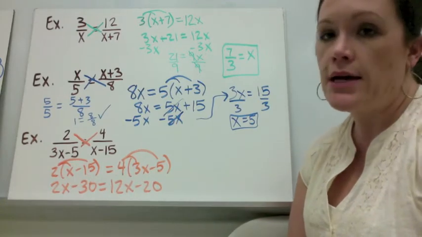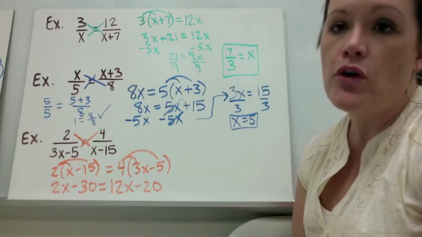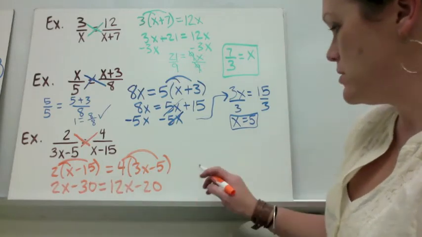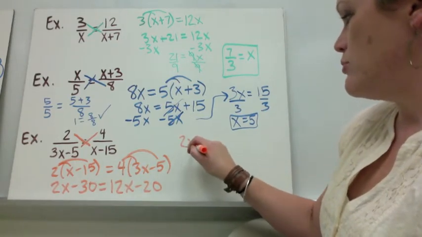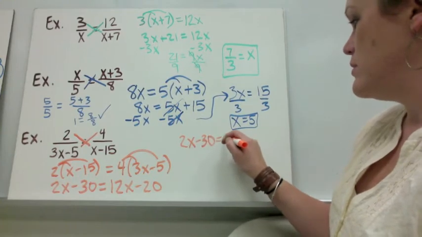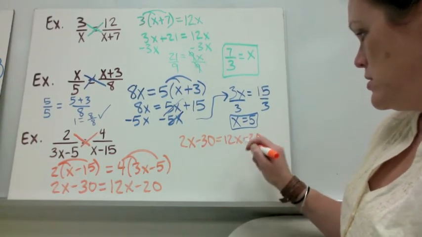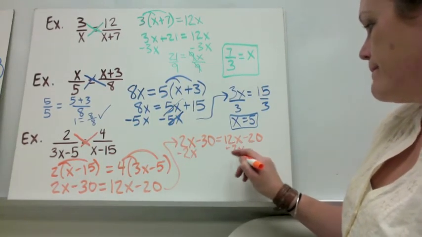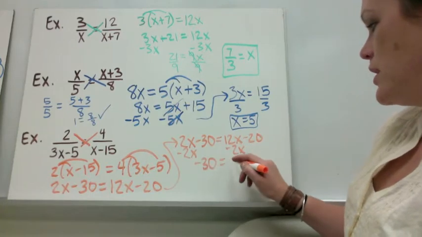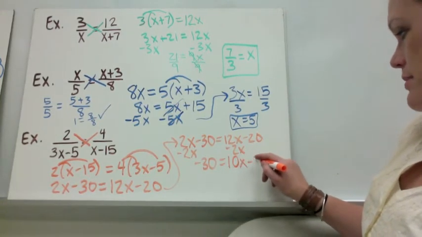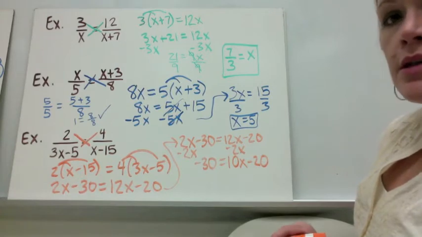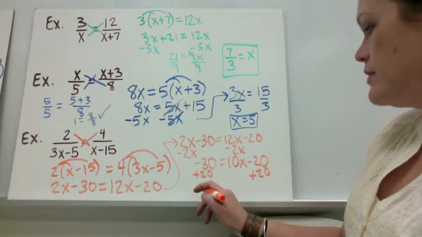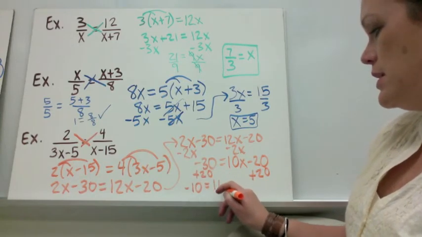So I need to combine the x's on one side. So like I say, move the smallest term with your variable, so that way you keep things positive. So if I subtract the 2x, I'm going to bring my work over here since I've run out of board space over there. So continuing my problem over here, let's subtract 2x. So we get negative 30, don't forget your negative sign, is equal to 10x minus 20. And then we need to put the numbers on one side. So let's add 20. So I end up with negative 10 is equal to 10x.